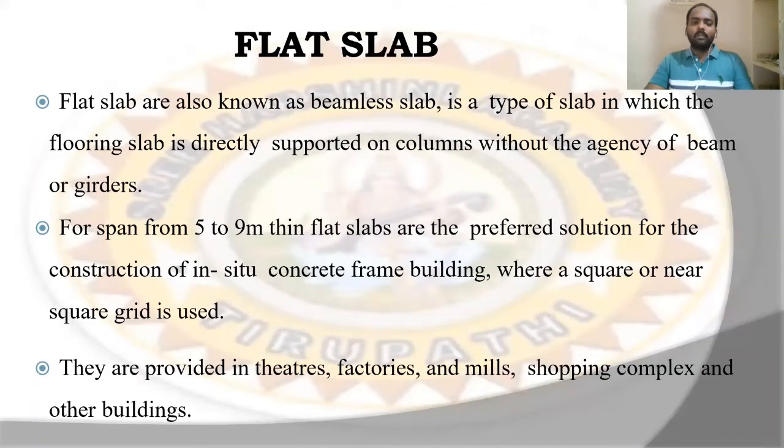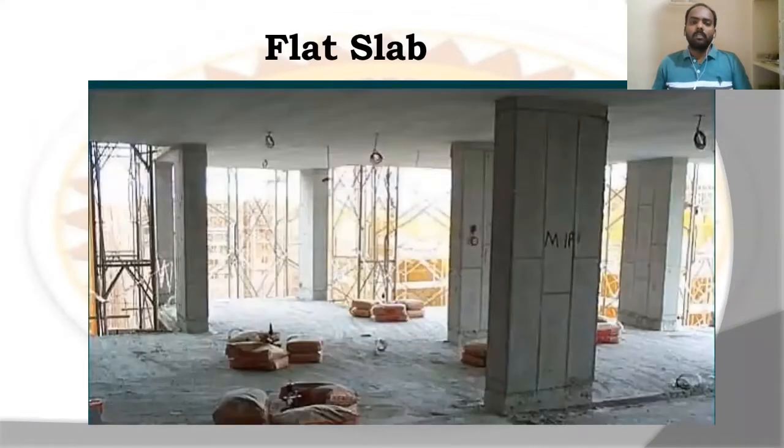For spans from 5 to 9 meters, thin flat slabs are the preferred solution for the construction of in situ concrete framing where a square or near square grid is used. They are provided in theaters, factories, mills, shopping complexes, and other buildings also. Okay. So this is the flat slab. Let us see the diagram.